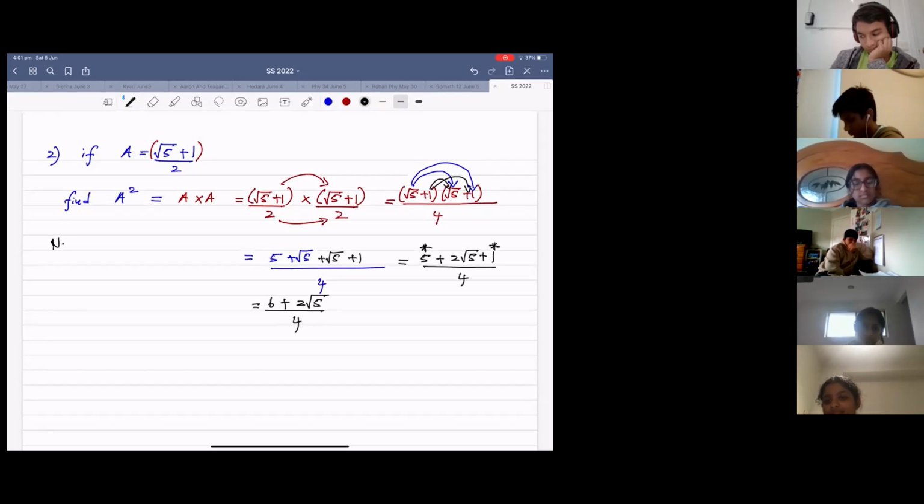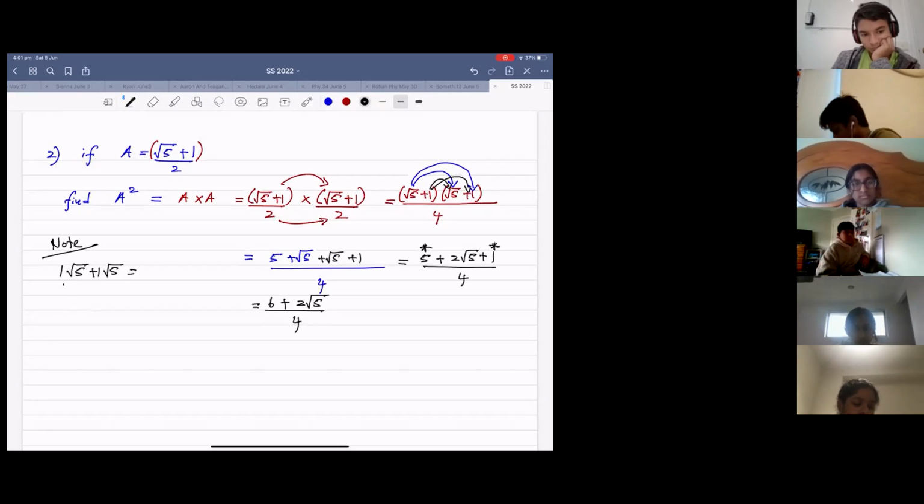Right? Square root 5 plus square root 5 is nothing but 1 square root 5 plus 1 square root 5. I told you, 1 donkey plus 1 donkey, 2 donkeys. So that's why it becomes this.